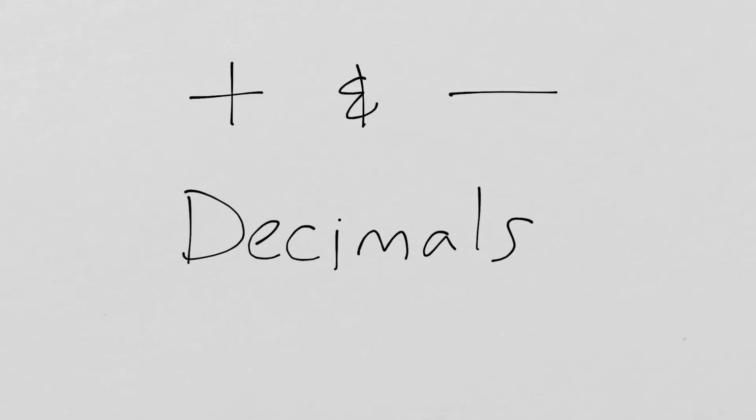Alright, here's a quick video on adding and subtracting decimals. It's actually exactly the same as adding and subtracting whole numbers. Just like in whole numbers, where you would make sure that you lined up the place values, like you put the ones under the ones place and not under the tens place. You've got to line up the place values.